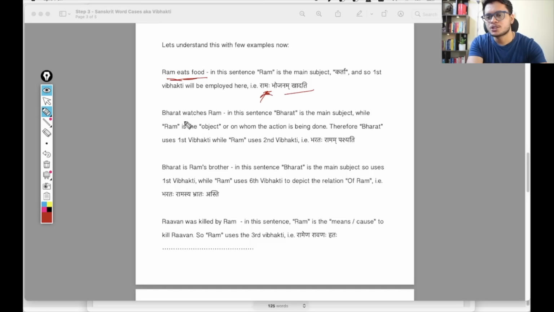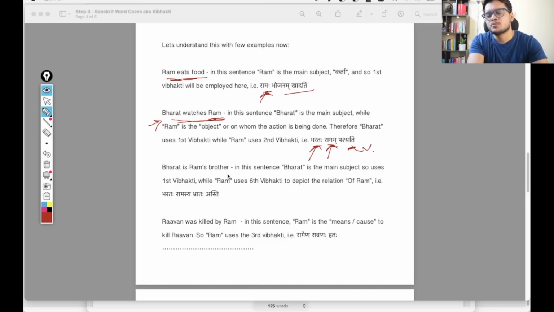Then, Bharat watches Ram. So you see, who is doing the action? Bharat is doing the action, so Bharat will be first case, and he watches Ram. Ram is the object who is getting watched, so Ram will assume the second case. The sentence becomes Bharataha Ramam Pashyati. Pashyati means he sees, she sees. This is the verb. But see how Bharata is first case, and Ramam is second case, based on their role in a sentence, right?